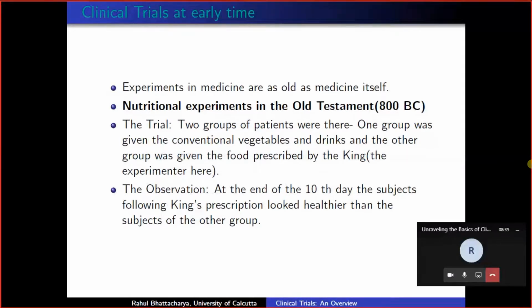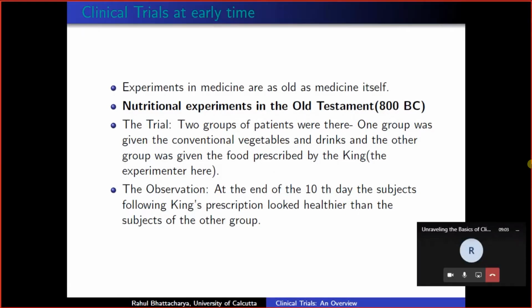This was the basic assumption for the trial, and the final observation was that at the end of the 10th day, the subjects following the king's prescription looked healthier than the subjects of the other group. So this means it was a clinical trial, not a conventional clinical trial, but there were two treatments.